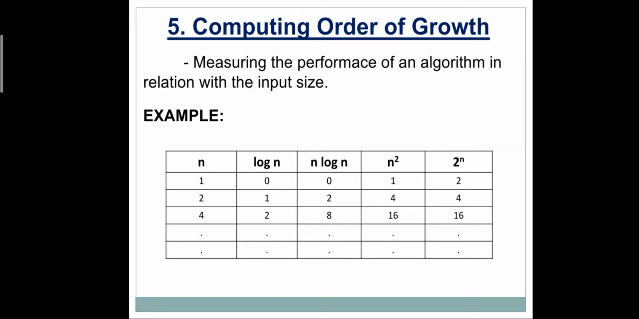Here, for the values of n, the function log n increases in value by just 1. The linearithmic function n log n increases slightly more than twofold. The quadratic function n square increases fourfold and the value of 2 power n gets squared. Hence, for larger values of n, it is the function's order of growth that counts.